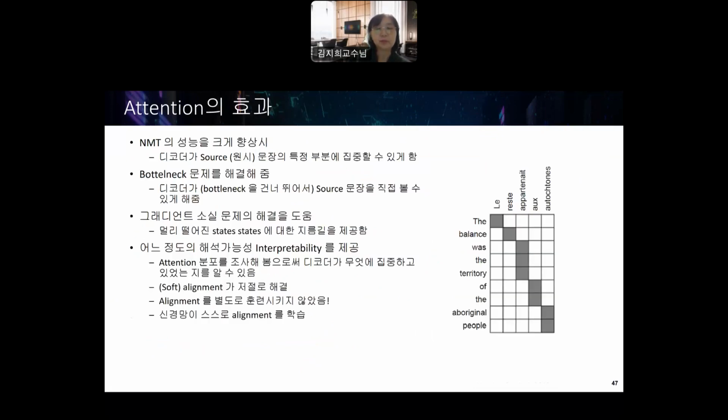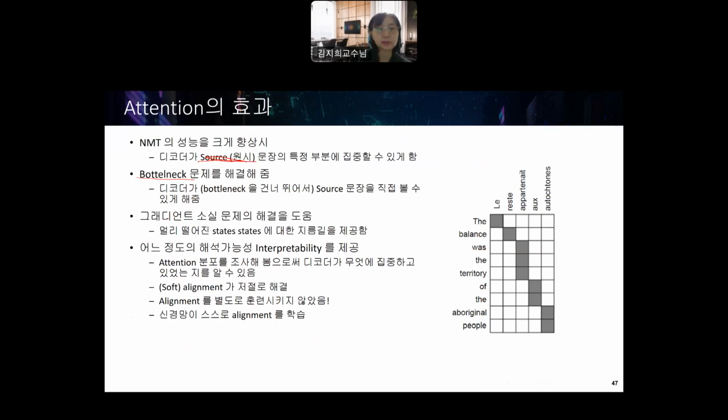By having this attention, if you print out the attention, we can see which particular words in the source sentence are most relevant. It can handle the bottleneck problem because we can use not just the last state, but also other states. And this is about the gradient disappearing, because we can look at all the states in the source sentence.